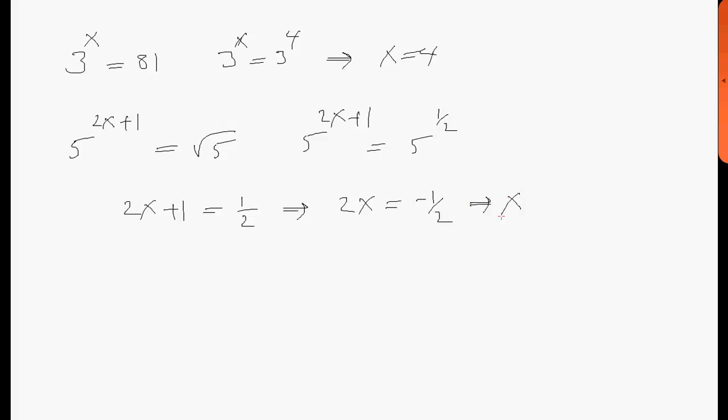This implies that x is negative 1 over 4. Just need to divide both sides by 2. Okay, so this is the technique you use when you're solving an exponential equation, and you don't need to use the logarithm. But what is the logarithm? Because for some of these equations you need this concept.